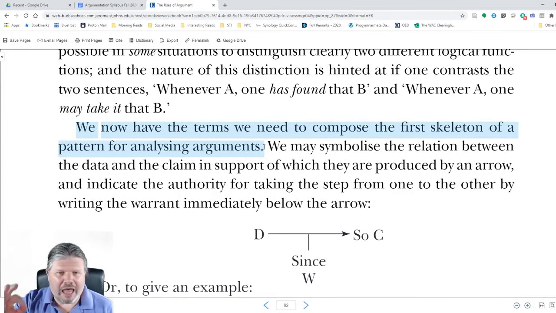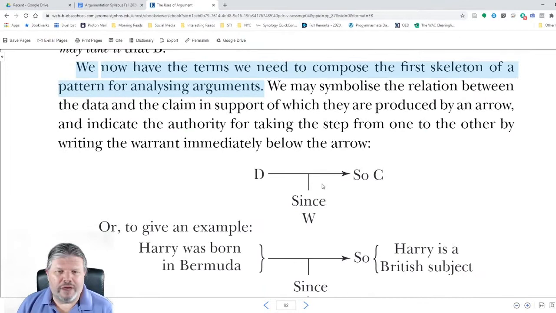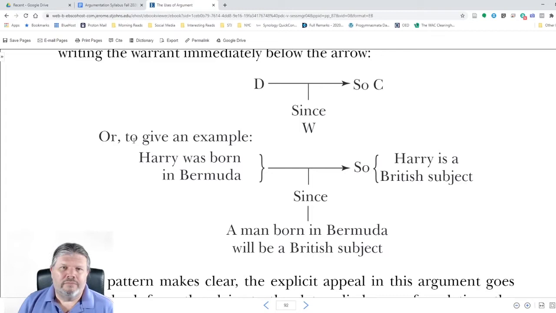And here's the first time that somebody drew this now famous analytical frame. Data, so, claim, since, W. Harry was born in Bermuda, so Harry is a British subject, since a man born in Bermuda will be a British subject. There you go. Harry was born in the Bronx. So, Harry is an American because someone born in the United States will be a U.S. citizen. I mean, unless President Trump changes this. He was threatening to change this not too long ago.